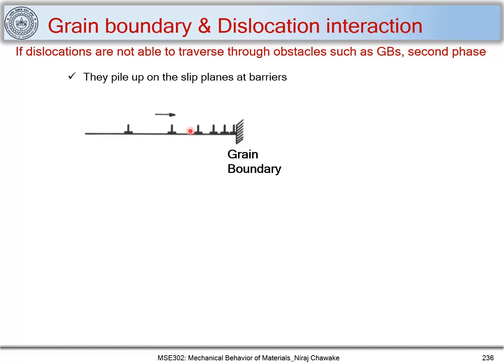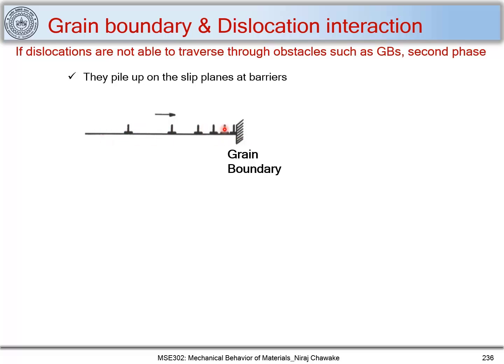Let's look at the strengthening mechanism, that is grain boundary strengthening, in terms of grain boundaries and their interactions with dislocations. We know that when dislocations are not able to traverse obstacles, such as grain boundaries or second phase, they pile up on the slip planes at the barriers. What do I mean by that? Let's say here we have a grain boundary or any obstacle, and this is a slip plane.